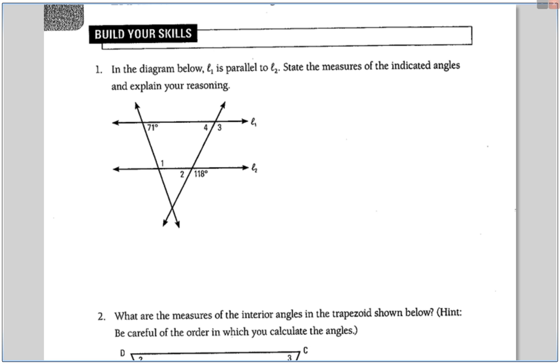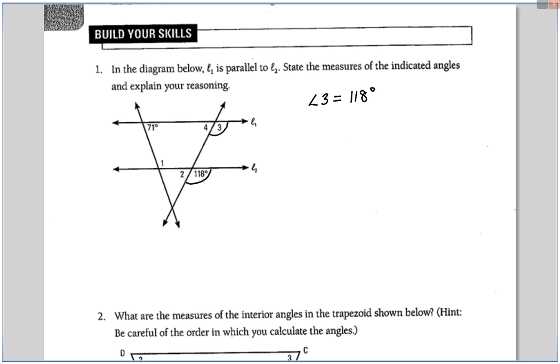Okay, so build your skills 1. In the diagram below, L1 is parallel to L2. State the measures of the indicated angles and explain your reasoning. Alright, let's start with the most obvious. You can see that angle 3 here is in the bottom right of this little neighborhood here, and so is 118. So we would say that angle 3 is equal to 118 degrees. So that one's taken care of.